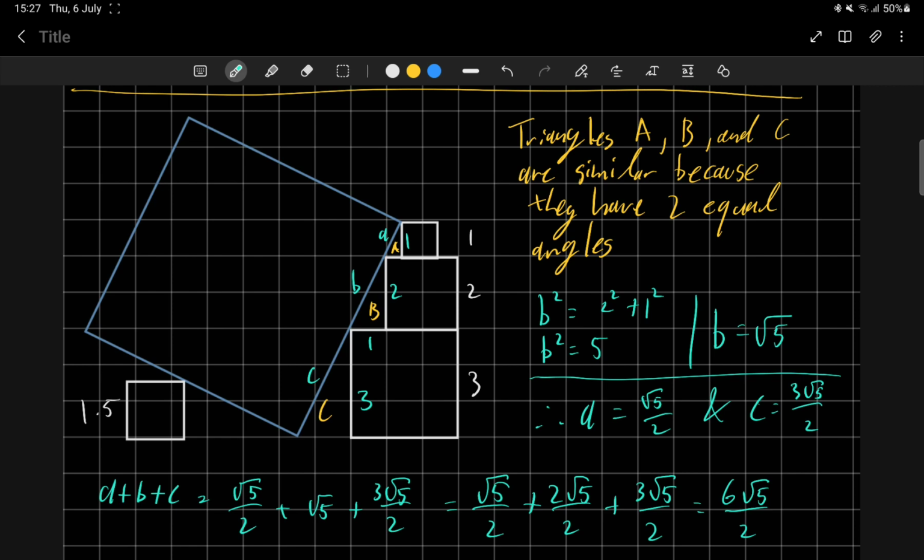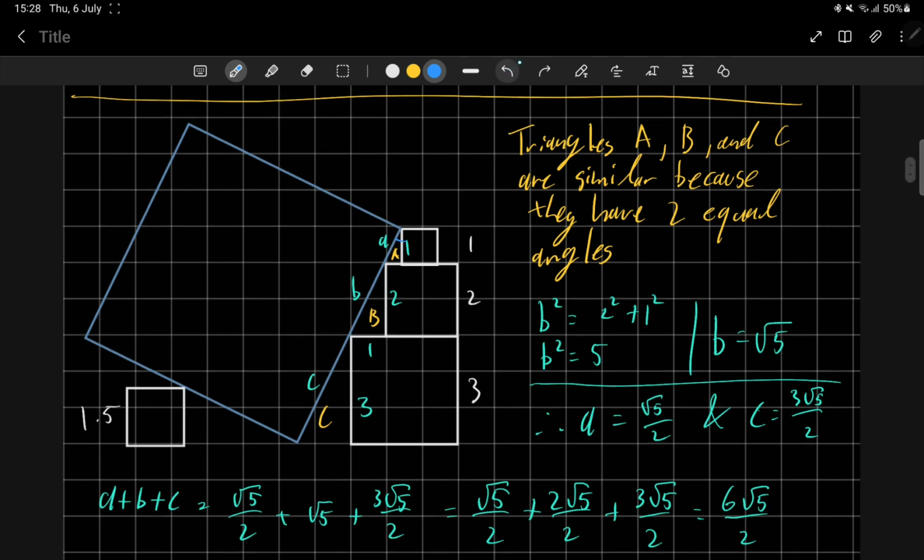Another thing you should know about these 3 triangles is that they are all similar to one another, because they have 2 equal angles. All of them will have the 90-degree angle over here, and all of them will have the same angle up here. So they have 2 equal angles, therefore they're similar. Because they are similar, the ratios of the lengths of their sides should be the same. If the length of the small b there is the square root of 5, we can use proportionality.